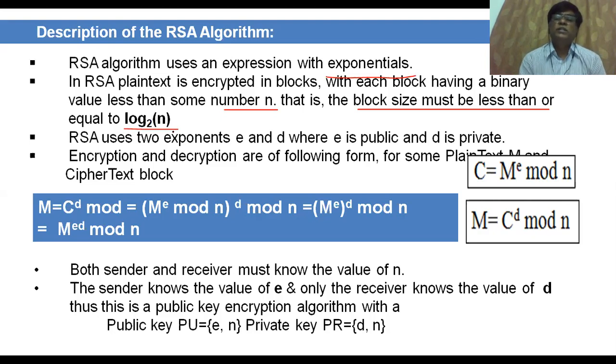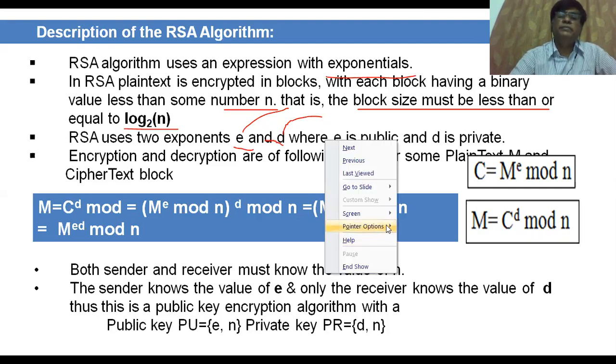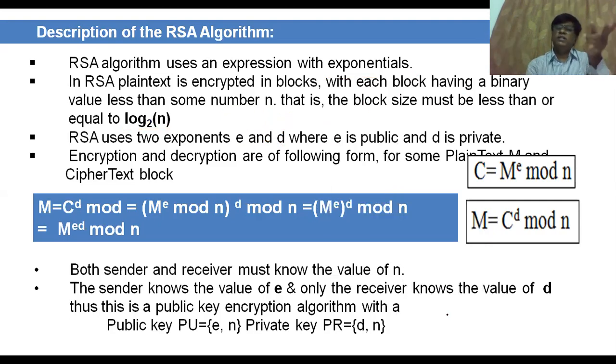Assume these exponents are E, one exponent, and D, another exponent. E is the encryption key for the encryption. D is for the decryption. So we are using 2 exponent values at the time of encryption and decryption. E is the exponent which is used for encryption. D is the other exponent, which is used at decryption. That's why we are using E and D values, where E is the public and D is the private. E and D are nothing but 2 numbers.